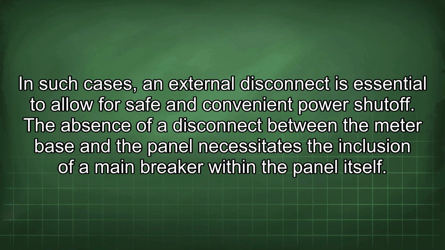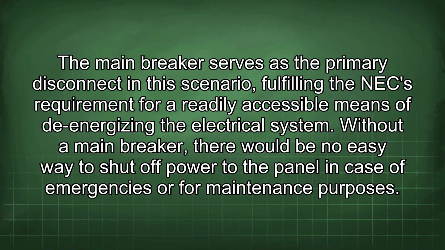The absence of a disconnect between the meter base and the panel necessitates the inclusion of a main breaker within the panel itself. The main breaker serves as the primary disconnect in this scenario, fulfilling the NEC requirement for a readily accessible means of disconnecting the electrical system. Without a main breaker, there would be no easy way to shut off power to the panel in case of emergencies or for maintenance purposes.